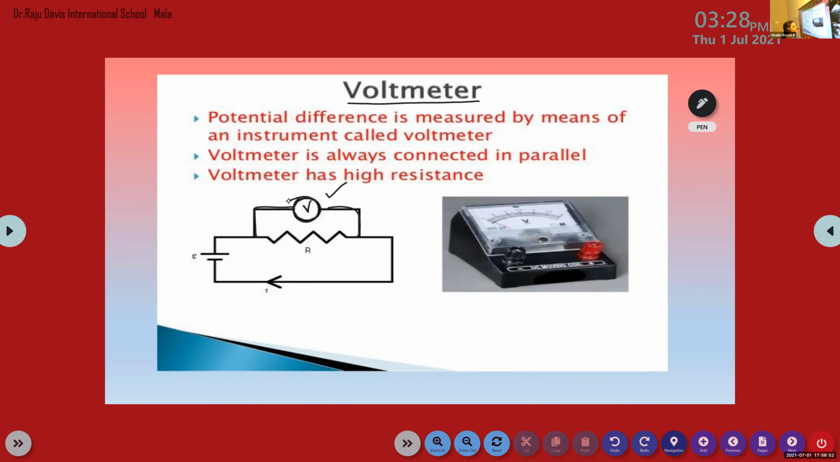Just similar to the ammeter, the voltmeter also consists of two terminals. One is a positive terminal, which is red in color, and the other is a negative terminal, which is black in color. So this is the device used to measure the voltage or potential difference across a circuit, known as the voltmeter. And this one is important.